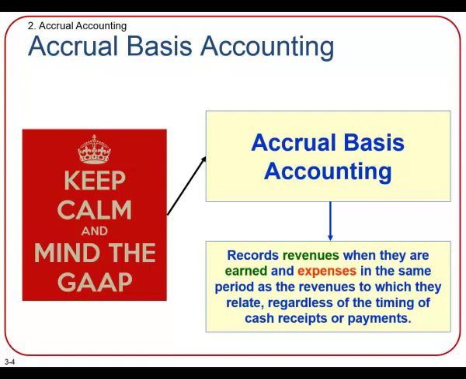The two basic accounting principles that determine when revenues and expenses are recognized under accrual basis accounting are called the revenue recognition and expense recognition principles. Again, that's the revenue recognition and expense recognition principles. We recognize those when they actually occur, not when cash is given or received.